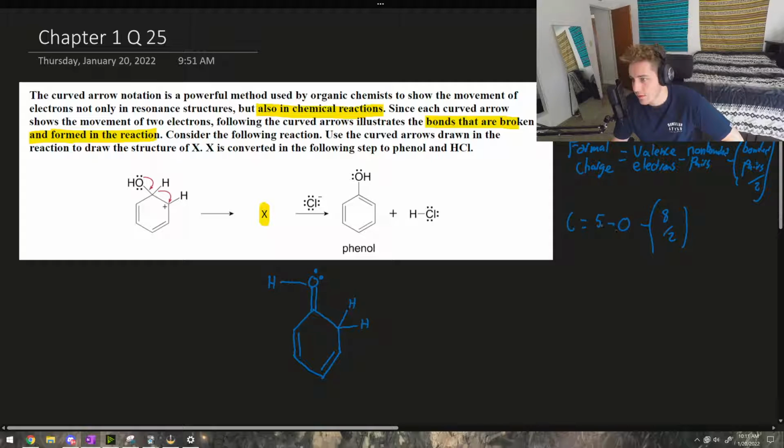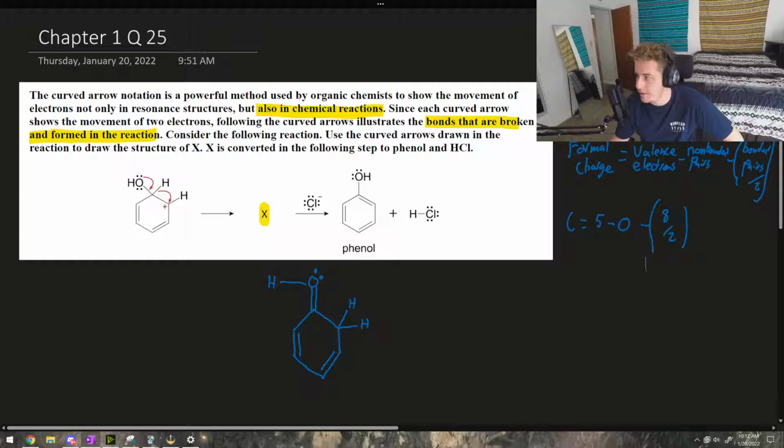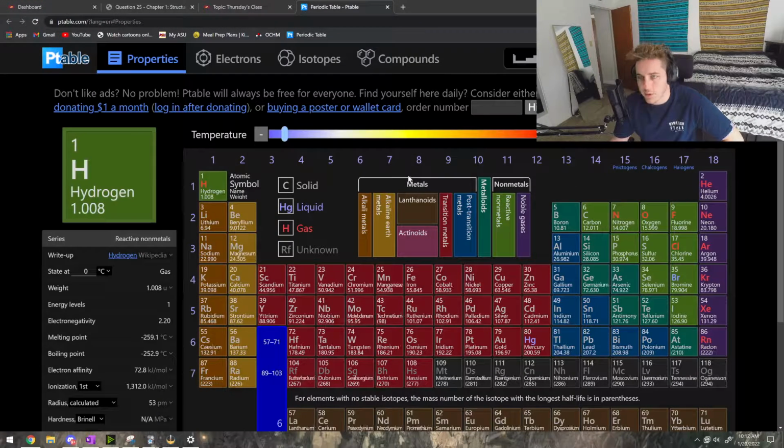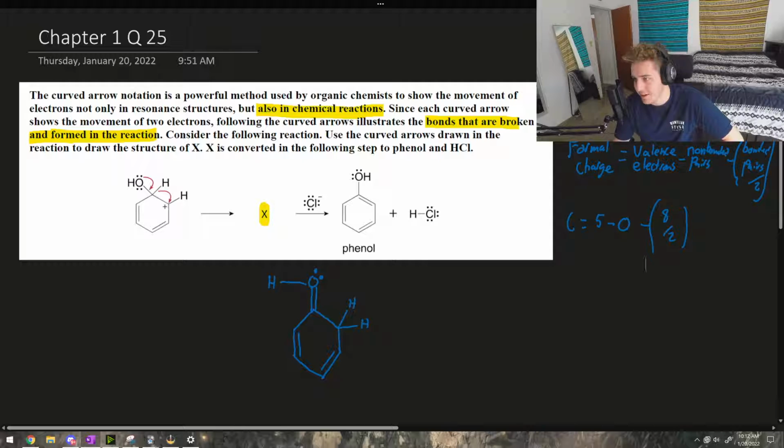Oh, I'm sorry. Carbon has 6, right? Yeah, carbon doesn't have 5. I'm going to open up the periodic table and double check. Carbon has 1, 2, 3, 4. No, it has 4. I'm all over the place. Okay, carbon has 4 valence electrons. So let's erase this. Okay, so 4 minus 0, 4 minus 8 divided by 2 is 4. So C has a formal charge of 0. Boom, we just proved it.